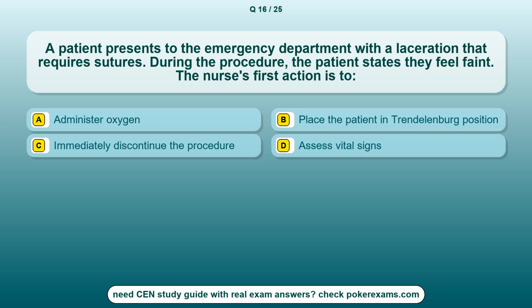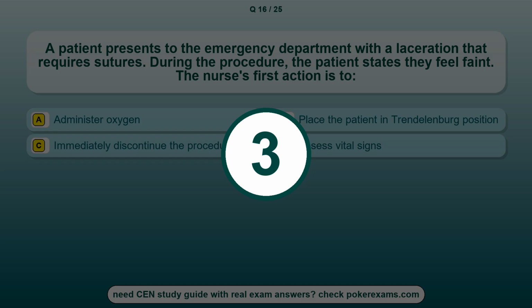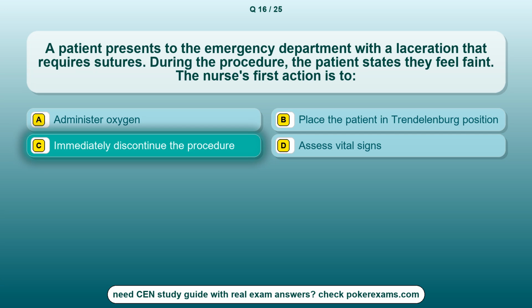Question 16. A patient presents to the emergency department with a laceration that requires sutures. During the procedure, the patient states they feel faint. The nurse's first action is to: Option A, administer oxygen. Option B, place the patient in Trendelenburg position. Option C, immediately discontinue the procedure. Option D, assess vital signs. The correct answer is option C, immediately discontinue the procedure.